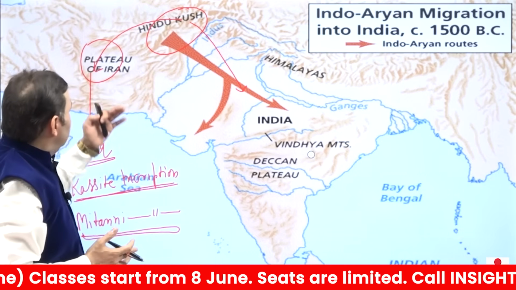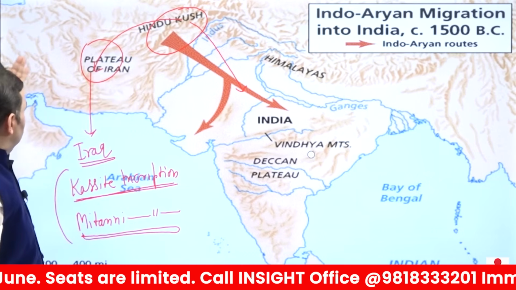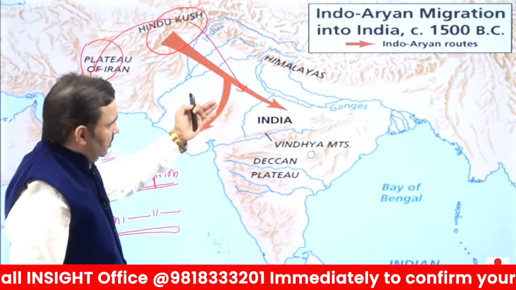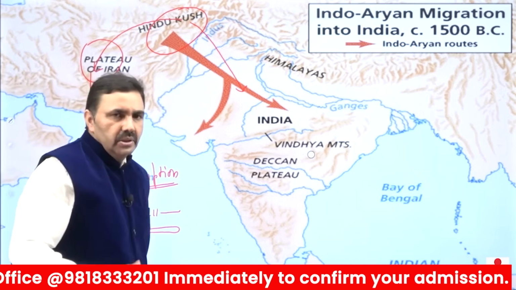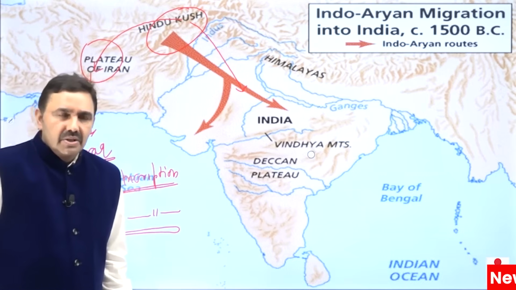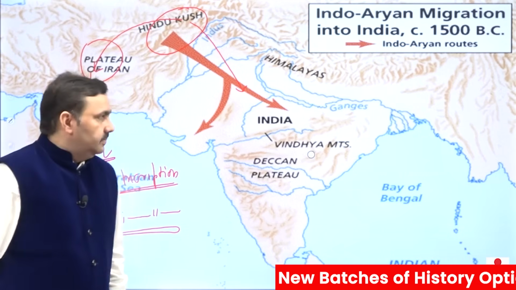So it appears that some groups of Aryans from Central Asia moved into the Iran-Iraq region, and some other groups moved into India. They came in groups slowly. They did not come suddenly. That's in 1500 BC. They came over centuries in different groups, one after other.